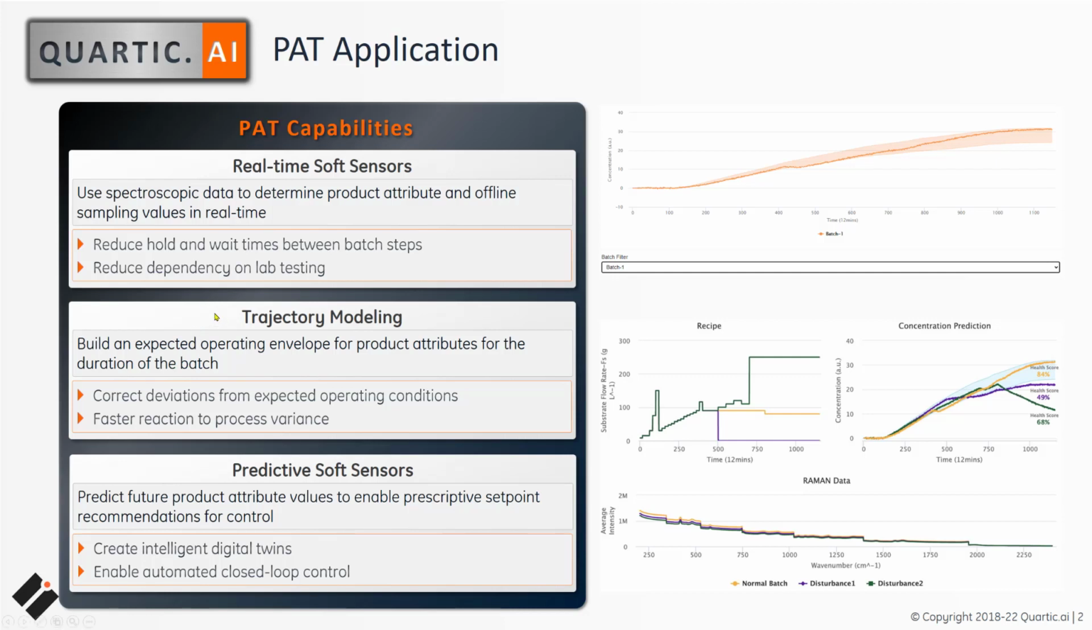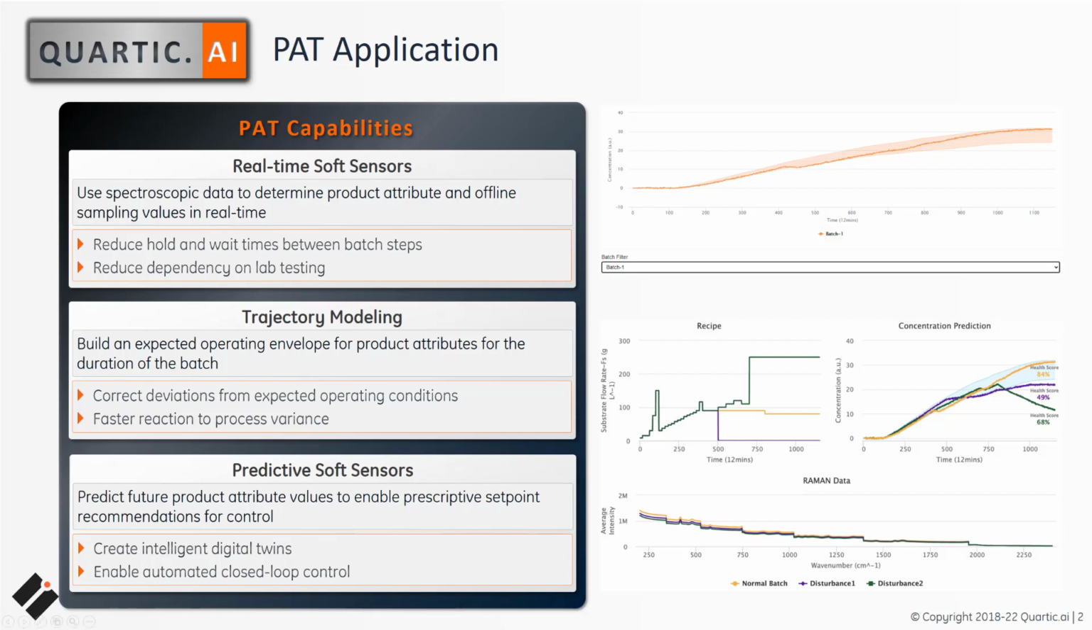Then we can move into predictive modeling, where we can create a predictive quality trajectory for the full duration of a batch, as well as a soft tag for the actual predictive quality values, which we can then compare against the expected ideal profile. This enables us to make proactive adjustments to our operations and reduce the dependency and the time spent waiting for lab results.